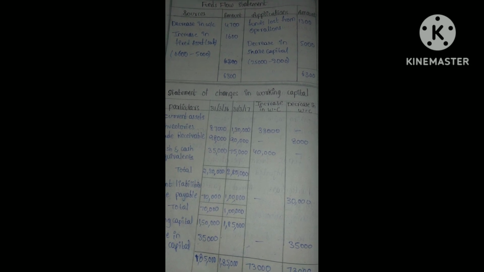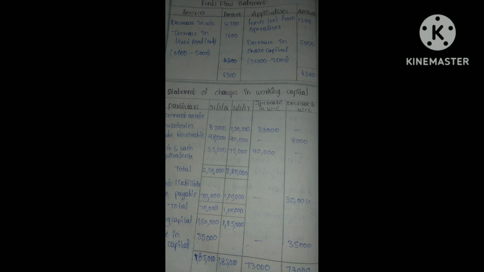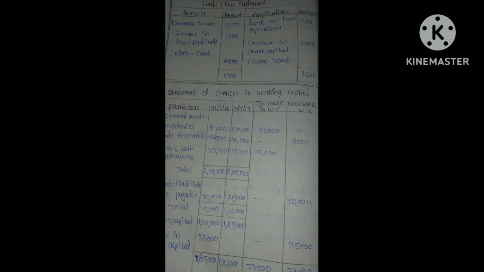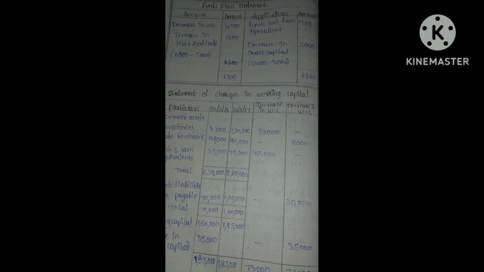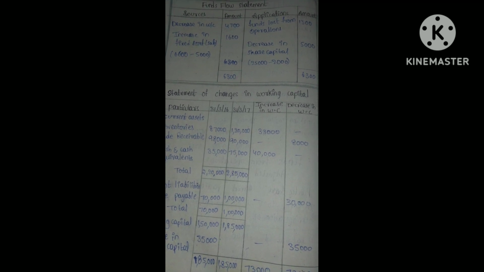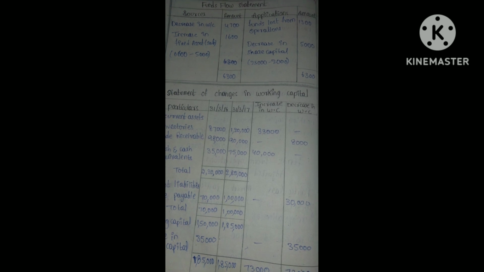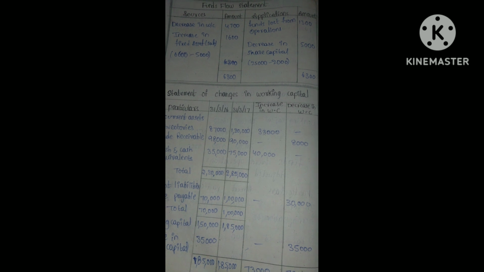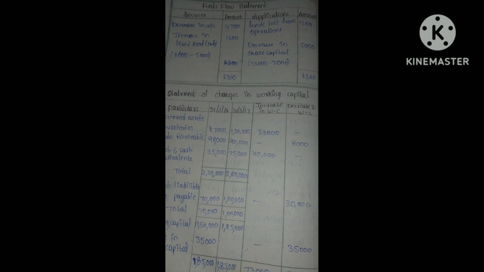So first we will calculate the funds flow statement. So first draw the pro forma and draw four columns: sources, amount, applications, amount, and keep the heading as funds flow statement. So on the debit side, first take decrease in working capital. We have got that the working capital is decreased, so keep it as decrease in working capital and note down the amount 4,700.